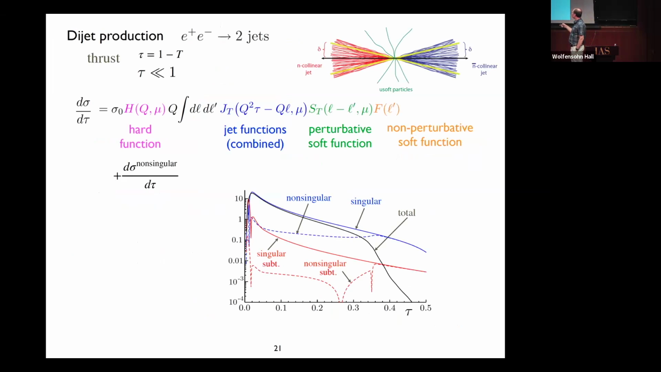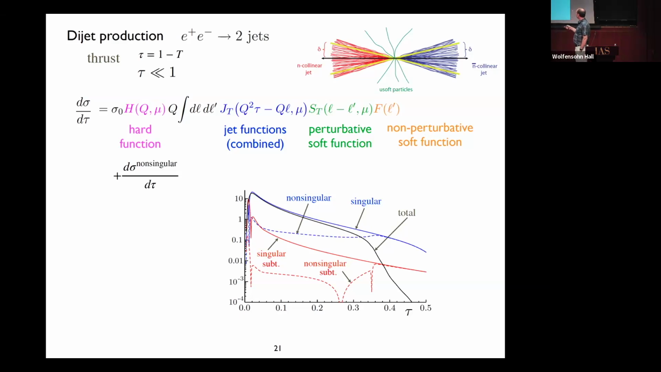We can talk about a variable called thrust, which can be used to pick out two-jet events. In the limit where this parameter tau is very small, our events will look like two back-to-back jets, with perhaps some soft radiation in addition to the collimated jets. In this case, the factorization is pretty simple. We have some hard dynamics, the hard collision of the e+ e-. We have some jet dynamics, one of these jet functions, and then some soft dynamics, including some non-perturbative soft dynamics related to final state hadronization effects.